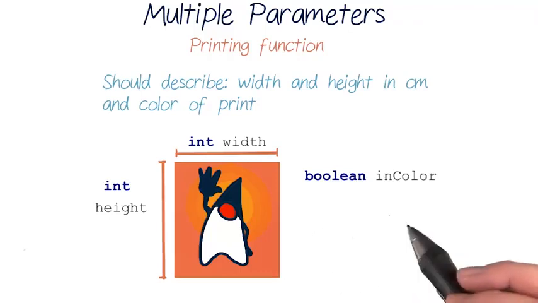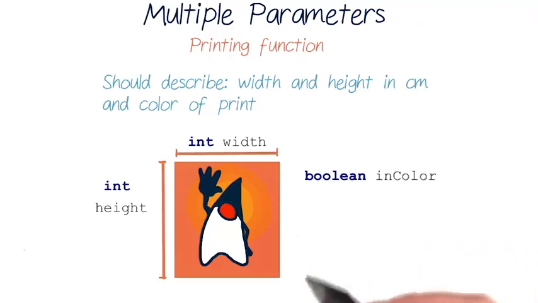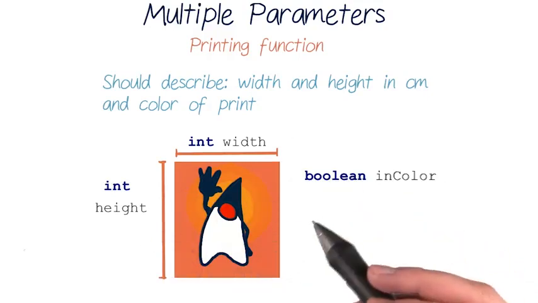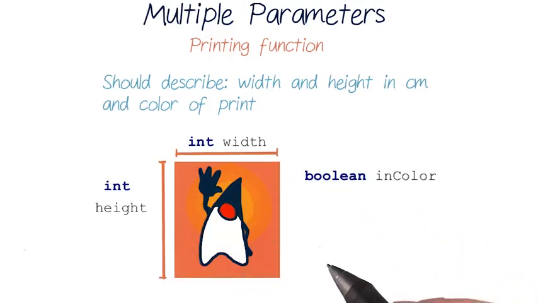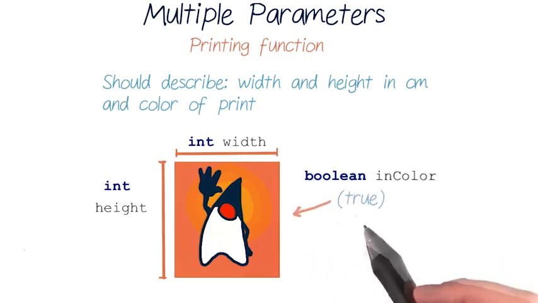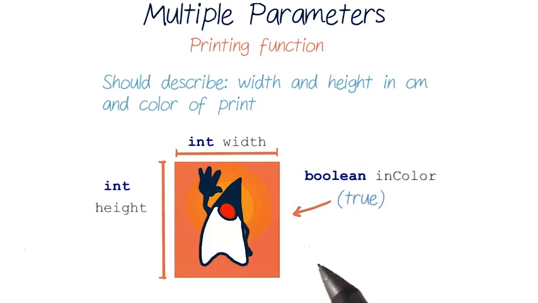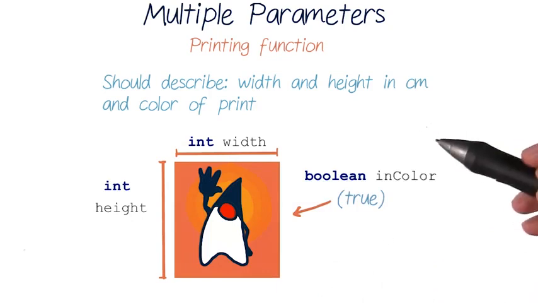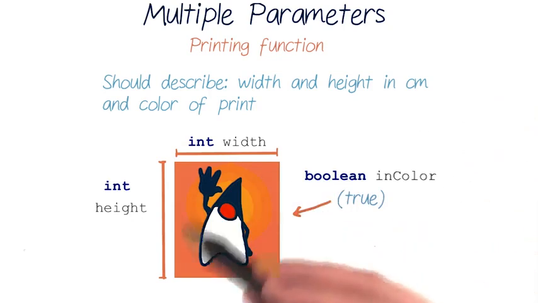Let's make a function for printing that takes in a width and height in centimeters for the photo or picture we want to print, like this picture of Duke, who's the Java mascot. We also want our function to have a parameter for a Boolean, inColor. inColor should be true for color prints and false for black and white ones. Then we want our function to print out a description of this print.